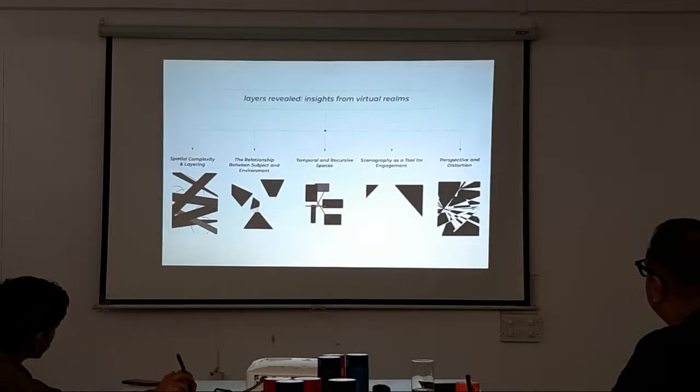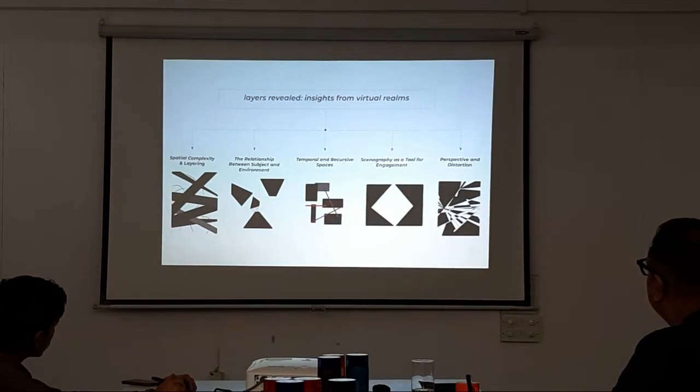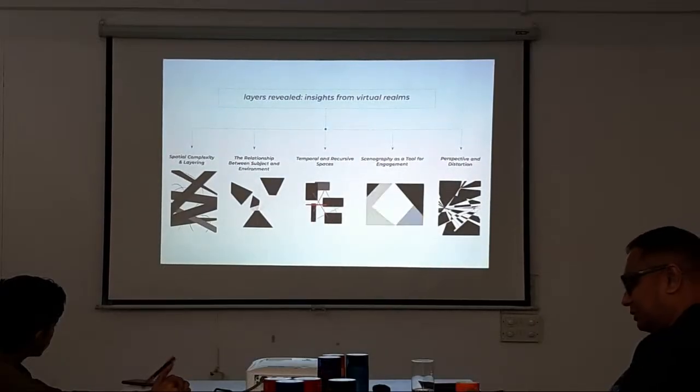human perception and behavior. The concept of temporal and recursive spaces is evident in God of War's evolving settings and Stray's repetitive guidance mechanisms, suggesting that spaces need not remain static; they can adapt and respond to the presence of people.